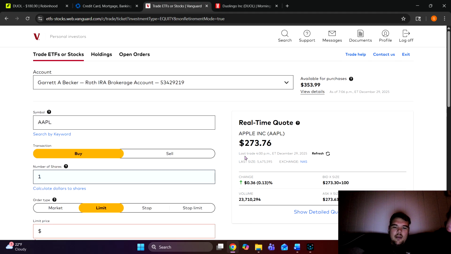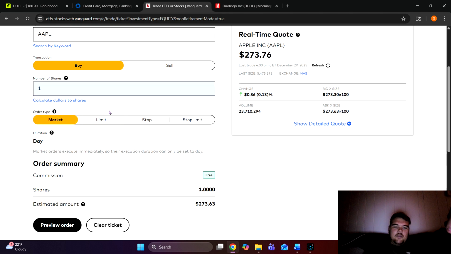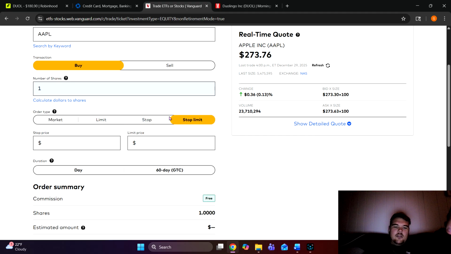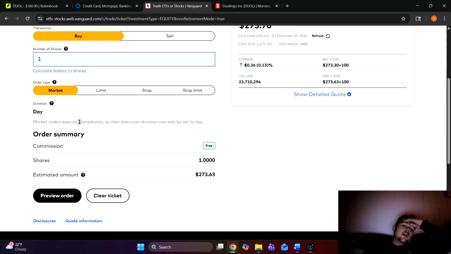Once you fill out all your stuff, you can do stop limits and stop orders as well. Do your own research on that. I don't ever use those. I don't like them. But yeah, you can do a market order, whatever. Boom.